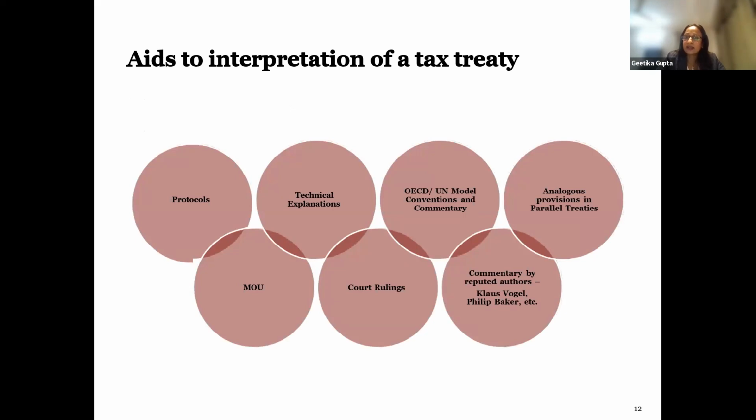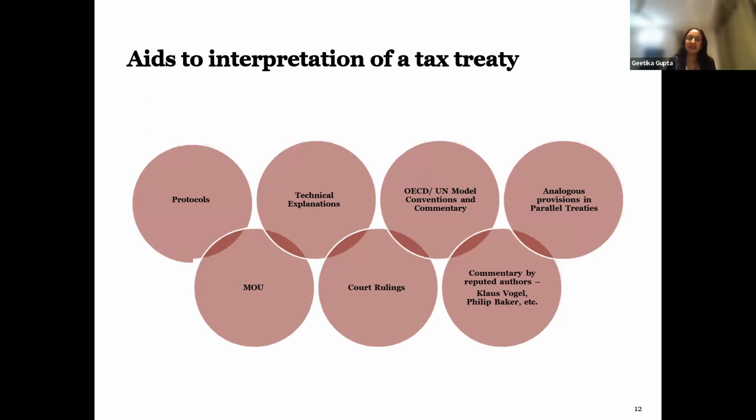Again, for the interpretation of the treaty, there are protocols. There is a technical explanation. There is a commentary, the OECD and UN Model Tax Commentary. There are analogous provisions in parallel treaties, memoranda of understanding, court rulings, various authority rulings. All these things are very important in interpretation of a tax treaty.